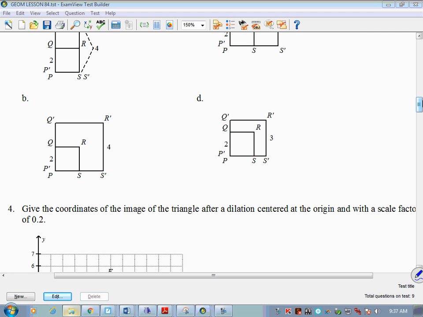Let's see. So Q prime should be twice the distance away from P that Q was. Does that look correct? Okay. S prime should be twice the distance away from P as S was. That look correct? And R should be twice the distance away, right? Whereas over here, it is an enlargement, but it's not a scale factor of 2. Okay? Maybe like 1 1/3 or something to that nature. Okay, because anything over 1 is going to be an enlargement.